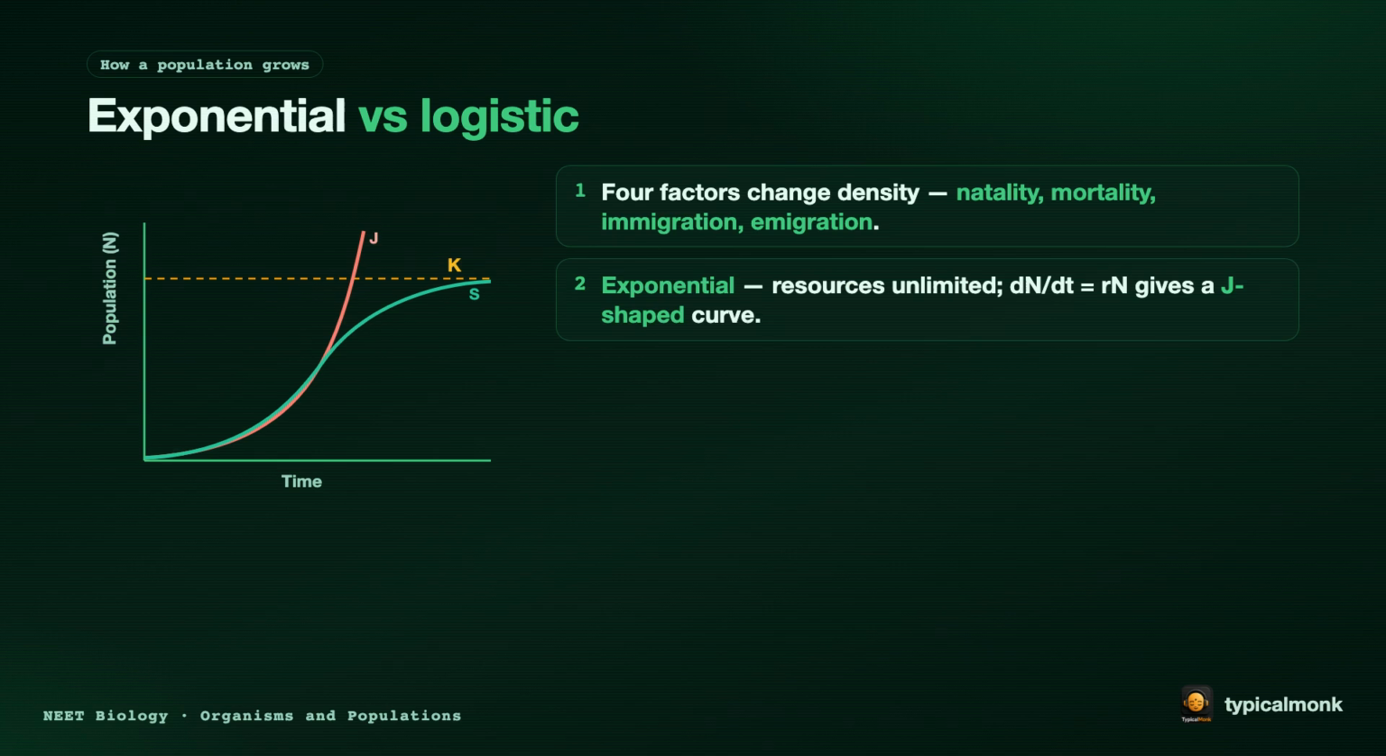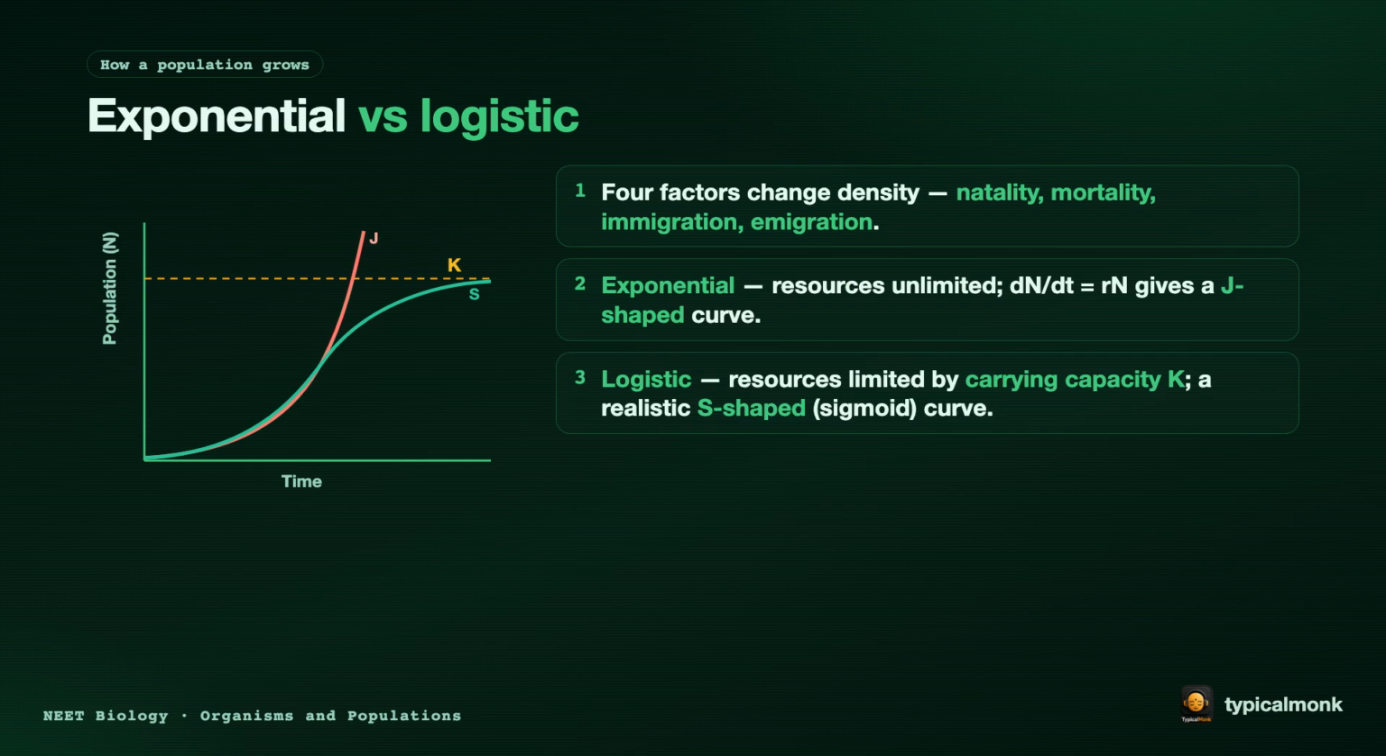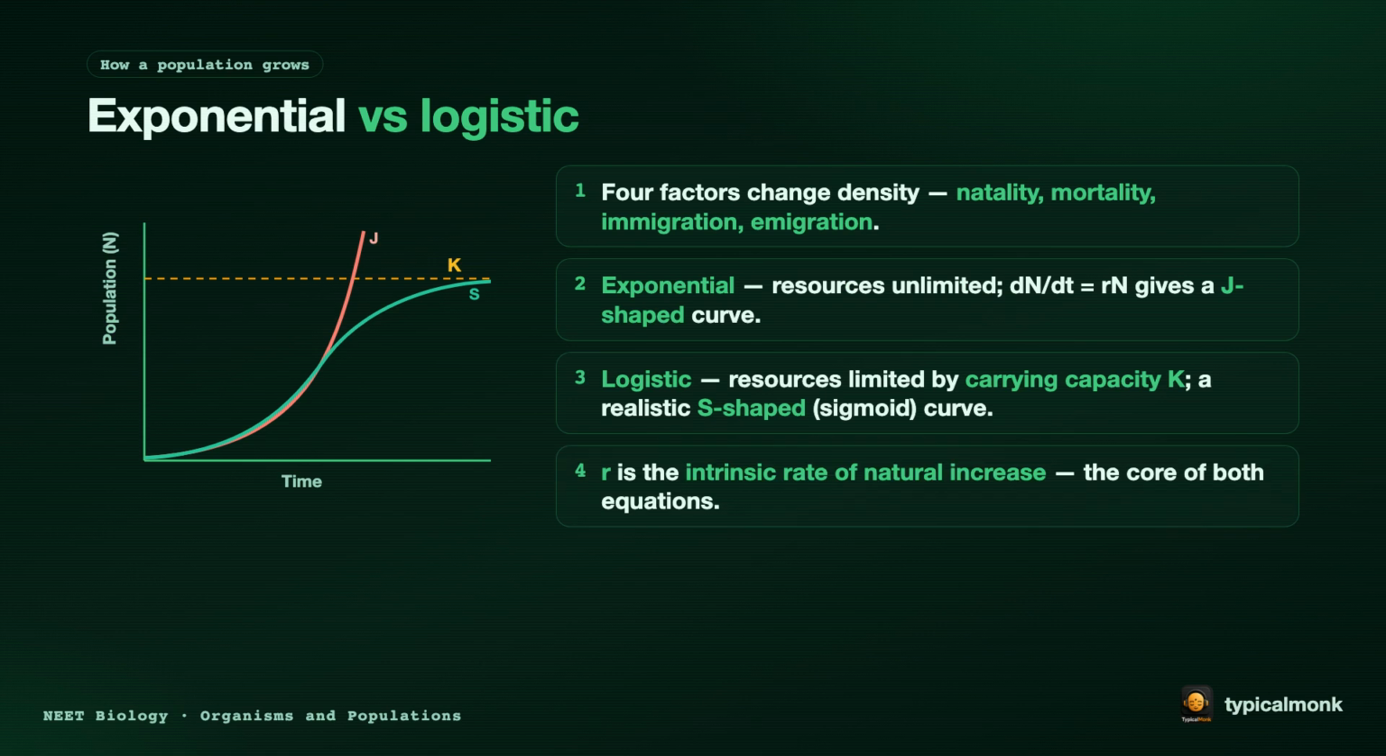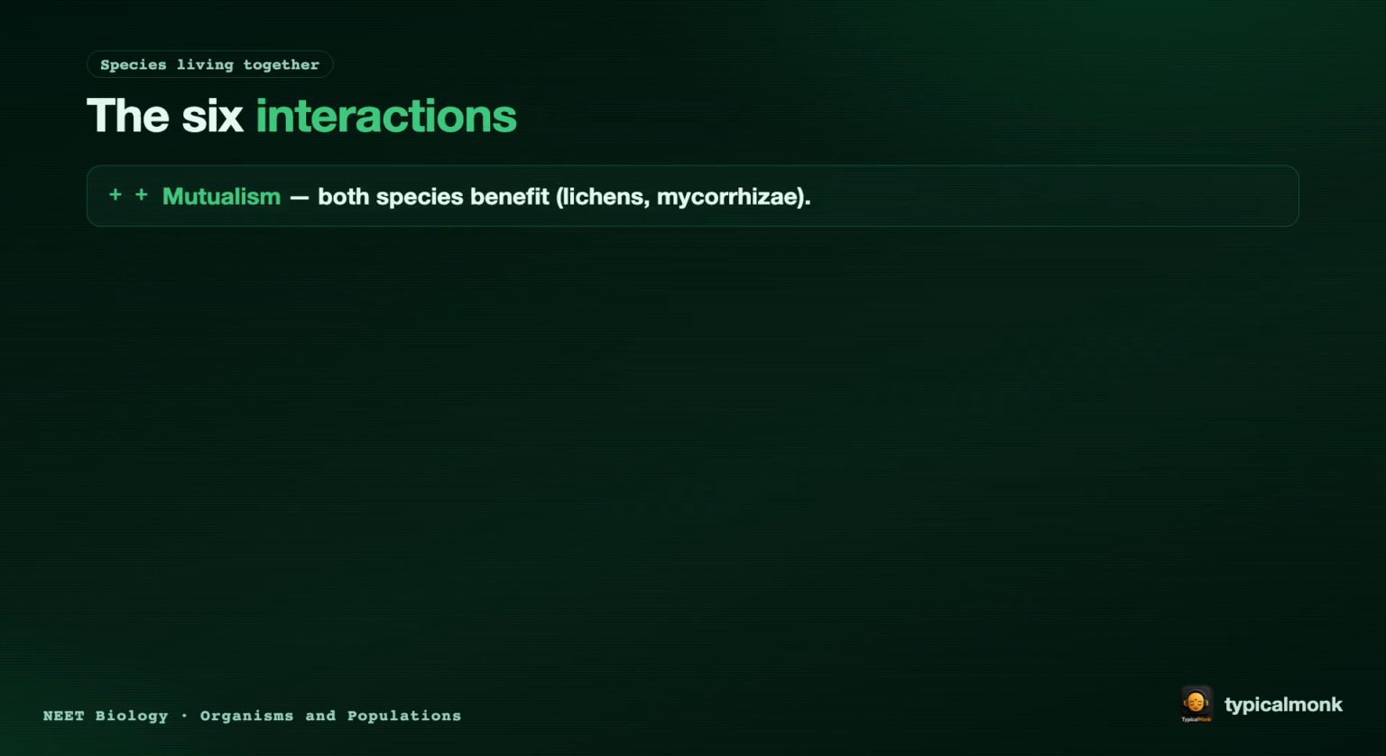Now, how does a population grow? 4 things change density: natality, mortality, immigration, and emigration. Exponential growth happens when resources are unlimited. Its curve is J-shaped. Logistic growth happens when resources are limited up to the carrying capacity K. Its curve is S-shaped, that is sigmoid, and this one is closest to the real world. And r is the intrinsic rate of natural increase. It is the heart of both equations.